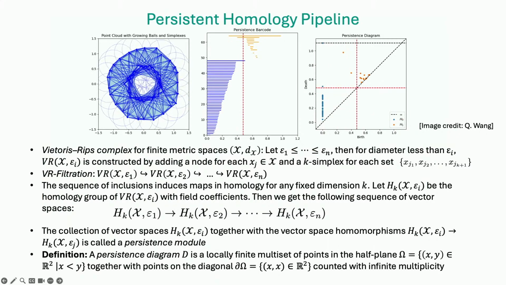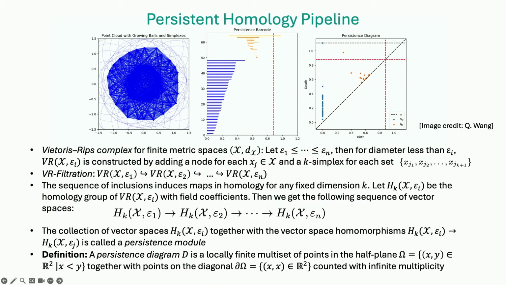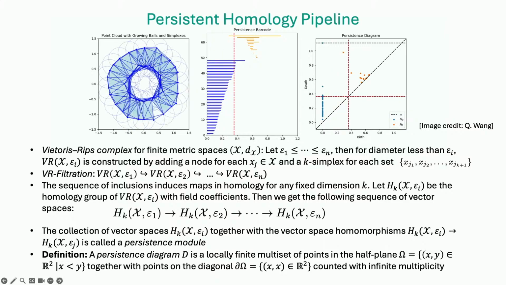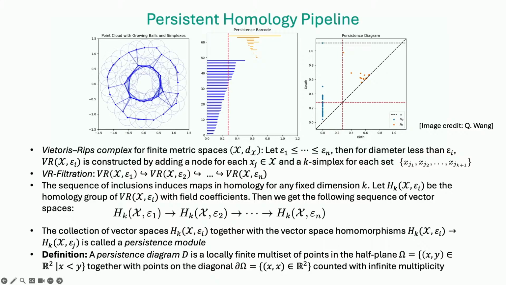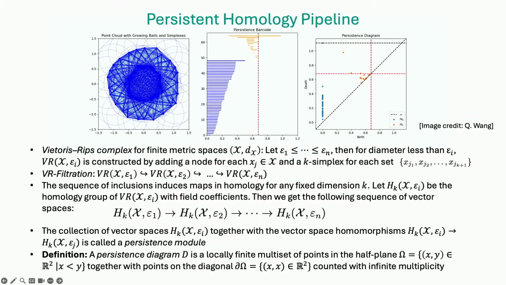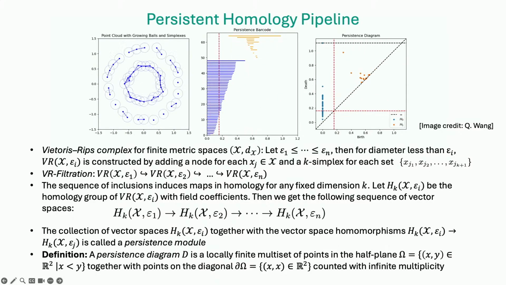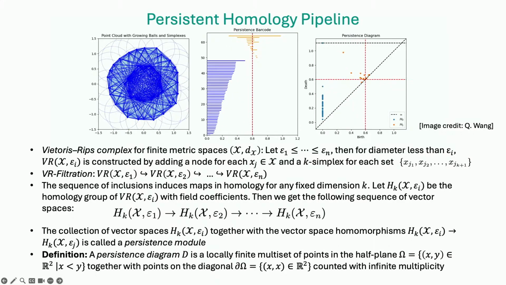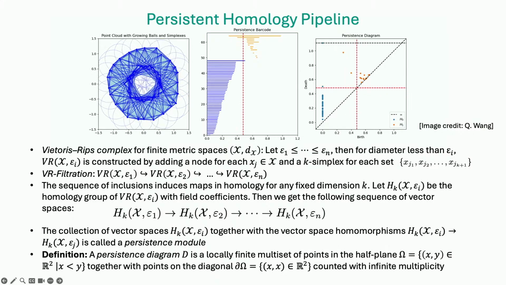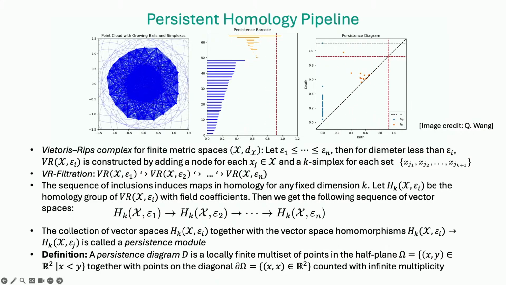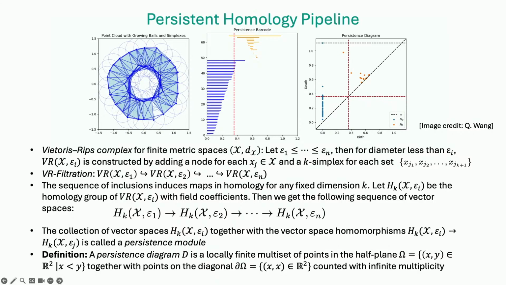And there's a nice theory set up here. Basically, you have an inclusion set of your topological spaces based on your filtration. You can apply the homology functor, and in the end you get this collection of spaces together with vector space homomorphisms, and now you have this algebraic object, which is known as a persistence module. This has nice properties.